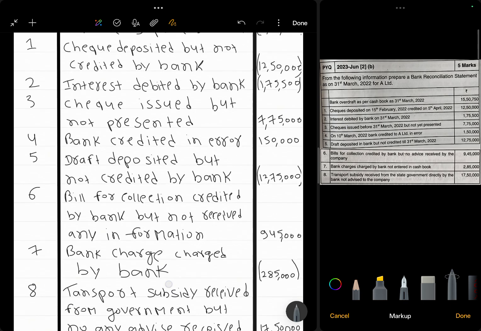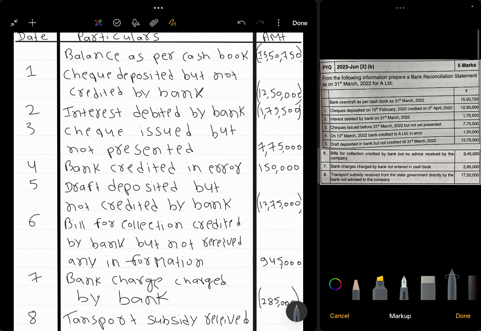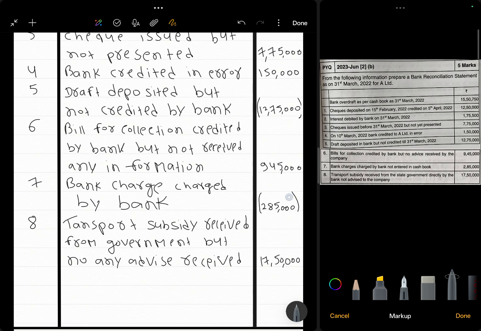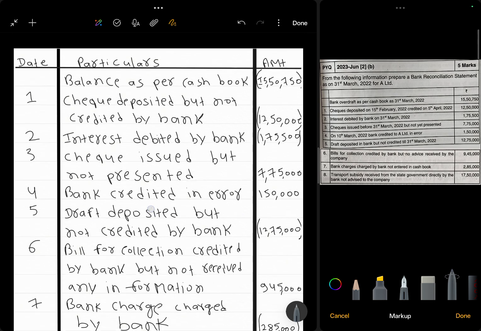Now let us reconcile them all. So if you are going to subtract this, add, subtract, and here what is going to happen? Here is also add, and the last one is, sorry, 7 number is less and the last number is add. So after doing all this addition and subtraction, the amount comes in negative, that is 9,16,250. So it will be in negative, which means it will be in bracket, and what is up here is cash book.